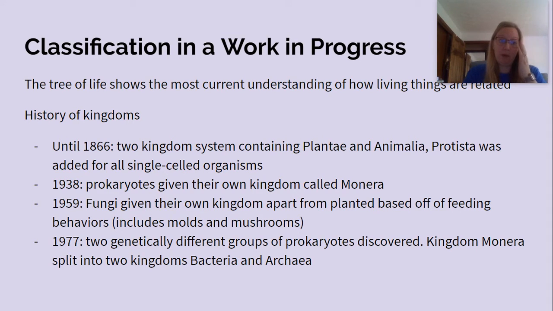Classification is always a work in progress. So this is just a little bit of history of the Tree of Life. Until 1866, there were only 2 kingdoms, Plantae and Animalia. Protista was then introduced just shortly after 1866. And then until 1963, prokaryotes were then given their own kingdom called Monera. In 1959, fungi were given their own kingdom, apart from the plant species, based off of their feeding behaviors. So fungi became its own kingdom. This includes all molds and mushrooms.